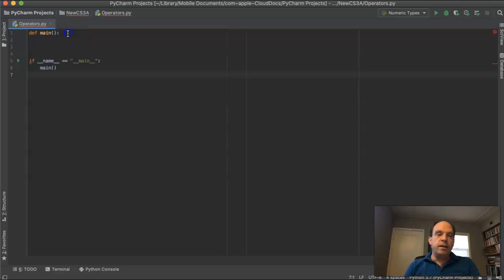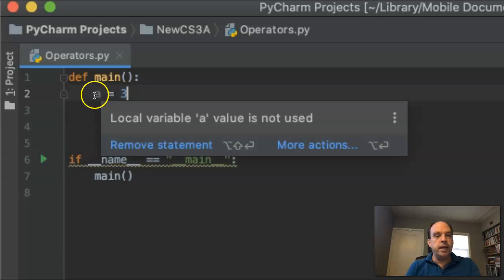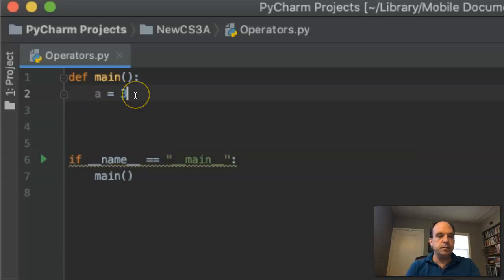Numeric operators in Python are symbols that assign, modify, or compare numeric values. We've been using one operator already, the assignment operator. When we write a equals 3, we say that the number 3 is assigned to the variable name a. Up to this point, I've been careful to say that a refers to the number 3, because in Python what really happens is the number 3 is stored in memory, and then the variable name a is set to refer to that location in memory.